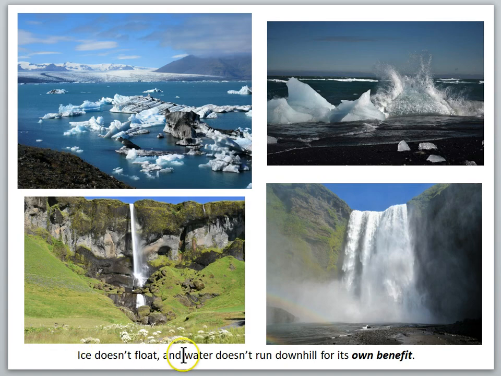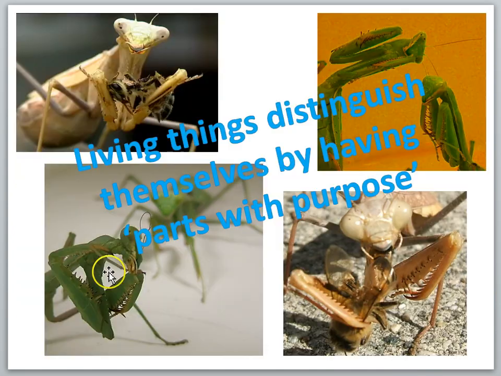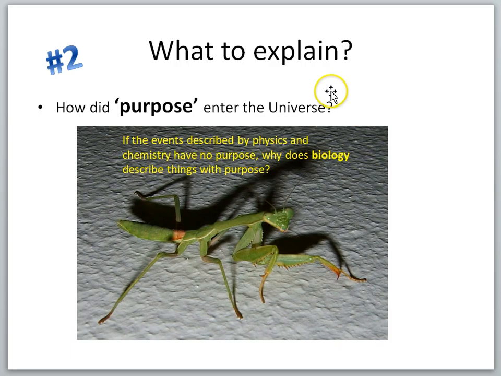Ice doesn't float and water doesn't run downhill for its own benefit. Again, in the non-living world, we don't detect purpose. But with living things, they distinguish themselves by having parts with purpose. And so that is our second puzzle, these adaptations. How did they come to be? We can rephrase that puzzle as, how did purpose enter the universe? If the events described by physics and chemistry have no purpose, why does biology describe things with purpose?